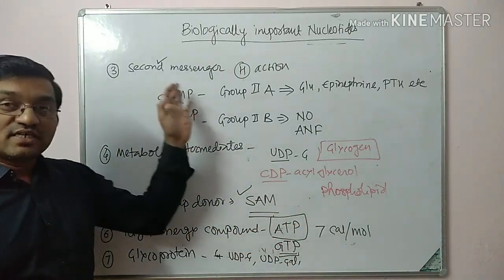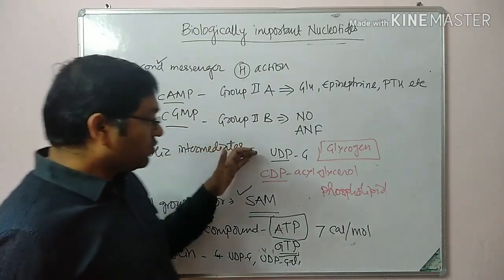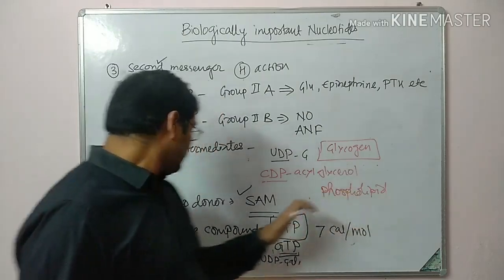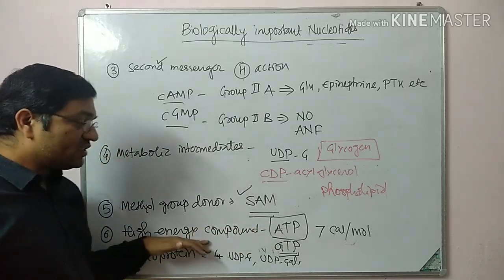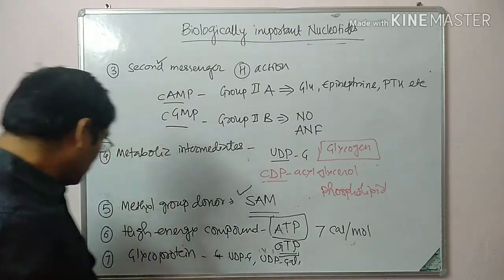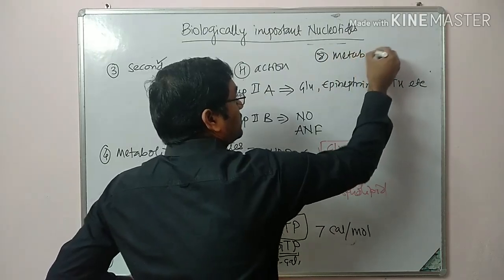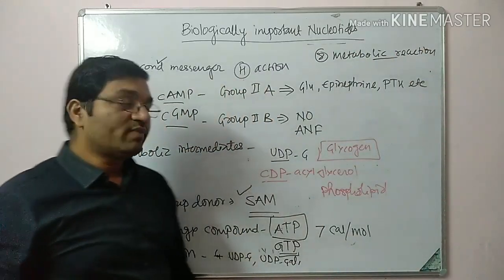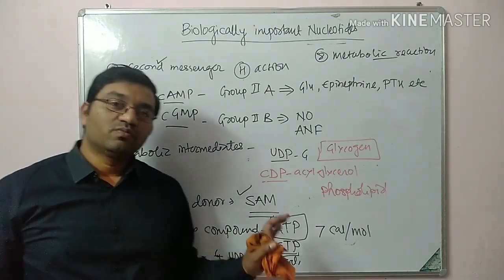Then they act as second messengers, cyclic AMP and cyclic GMP. They are metabolic intermediates, UDP glucose, CDP, important in carbohydrate and lipid metabolism. Then some act as a methyl group donor, that is S-adenosyl methionine. Some are high energy compounds, for example ATP. They are important in glycoprotein synthesis. Apart from this, they regulate metabolic reactions, for example cyclic AMP. So these are the important functions of nucleotides.